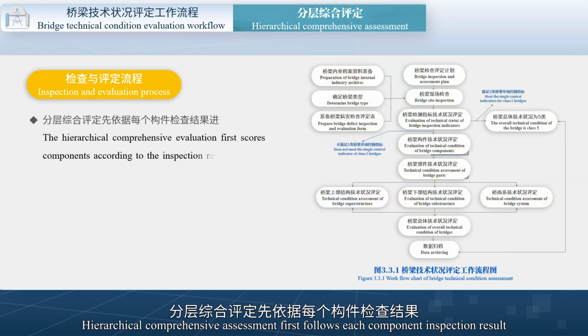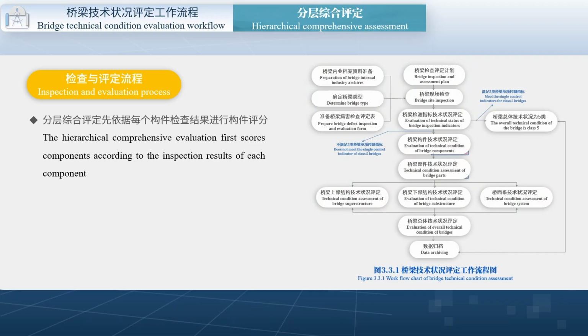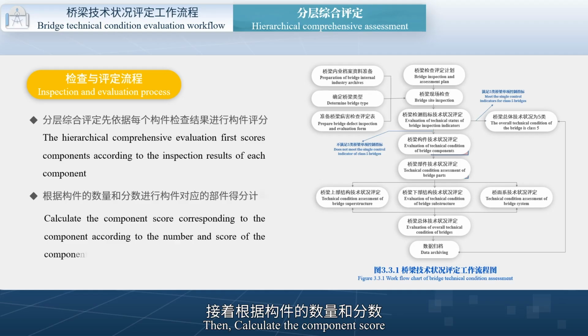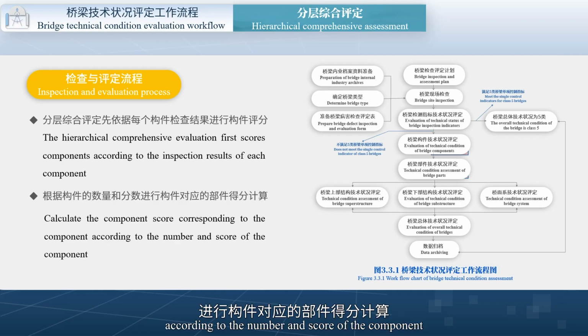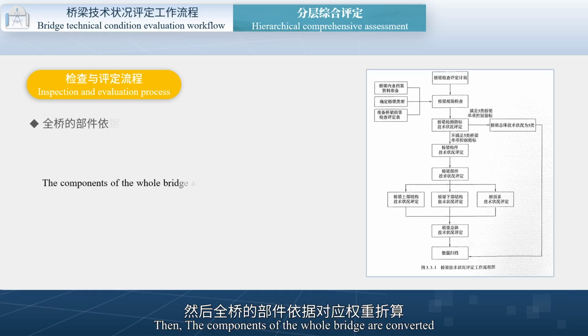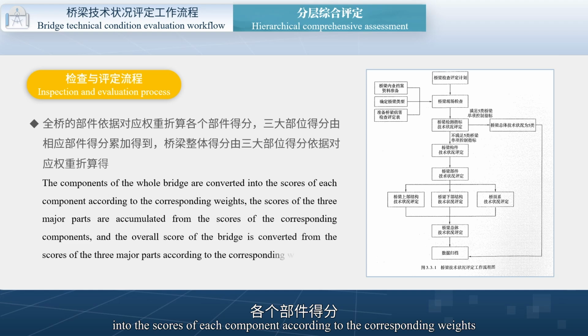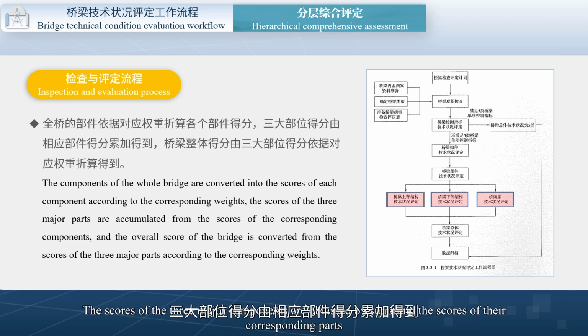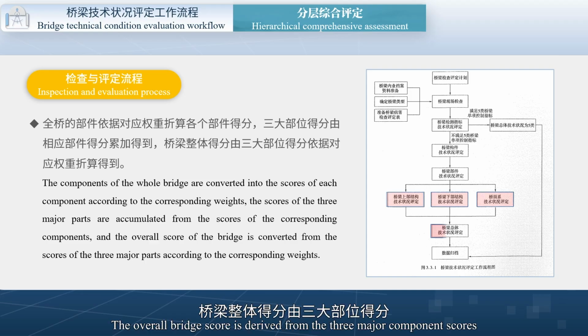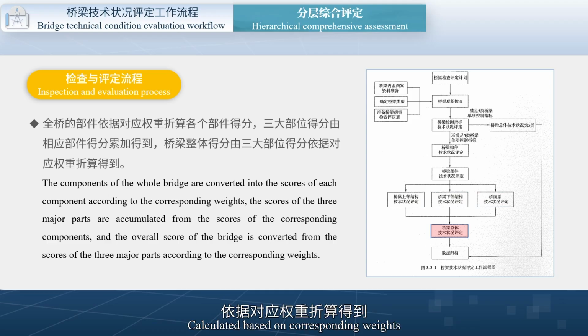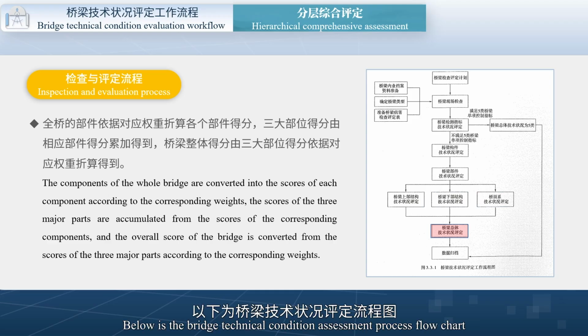Hierarchical comprehensive assessment first follows each component inspection result. Conduct component scoring. Then, calculate the part score corresponding to the component based on the quantity and score of the component. Then, the parts of the whole bridge are converted into the scores of each part according to the corresponding weights. The scores of the three major components are obtained by summing the scores of their corresponding parts. The overall bridge score is derived from the three major component scores, calculated based on corresponding weights. Below is the bridge technical condition assessment process flow chart.